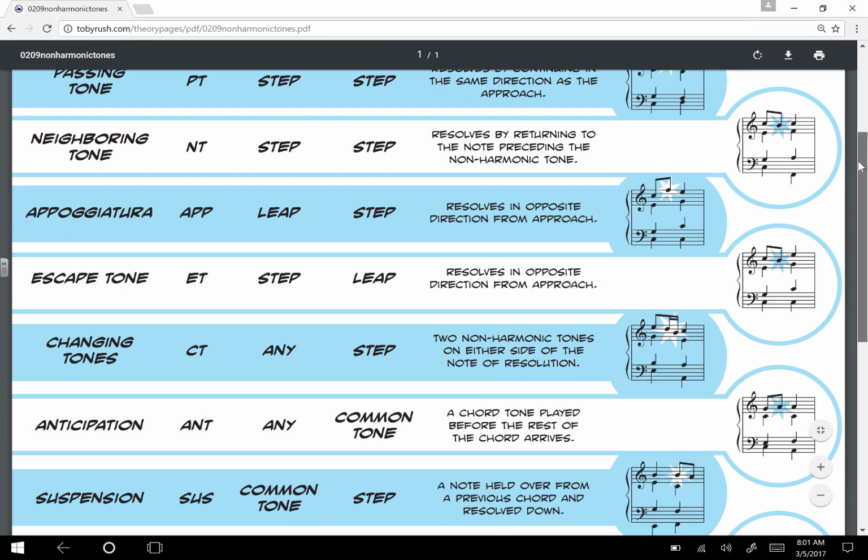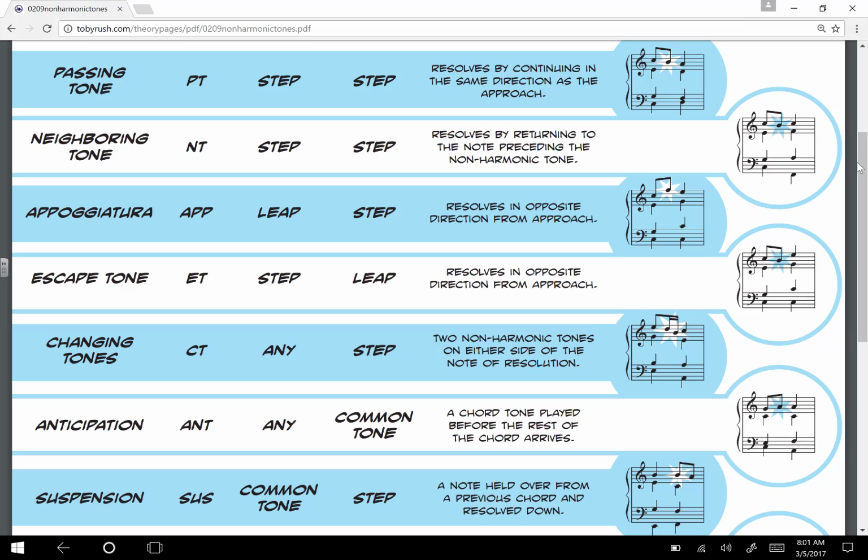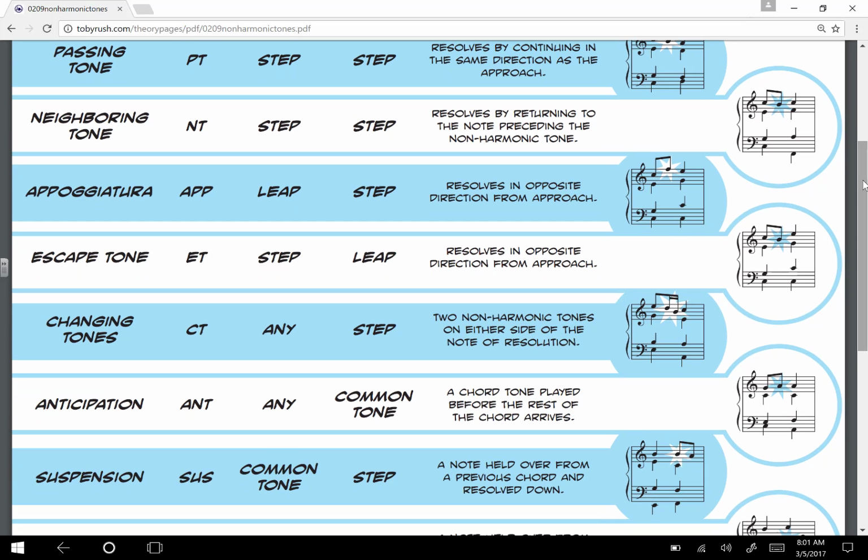Our next non-chord tone is the suspension, labeled SUS, sometimes SUSP, is approached by a common tone and resolved by a step. Special notes for the suspension: suspensions are notes held over from a previous chord and resolved down. In the musical example, the B, where the star is, is the suspended non-chord tone. Let's take a listen.